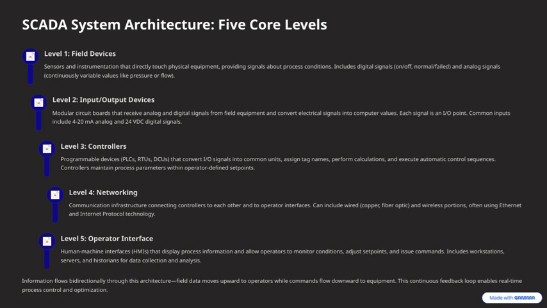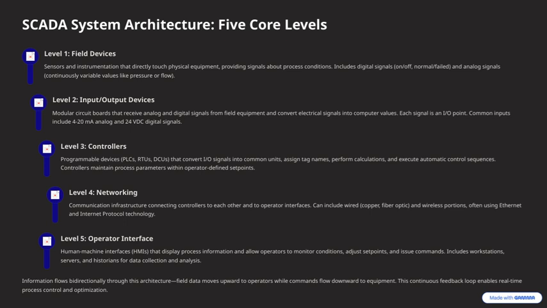Next, let's look at Level 5, the operator interface. This level encompasses the communication infrastructure that connects controllers to each other and to the operator interfaces. It can include wired connections like copper or fiber optic cables, as well as wireless solutions. Often, Ethernet and Internet Protocol technology are used here, providing reliable and flexible communication paths.